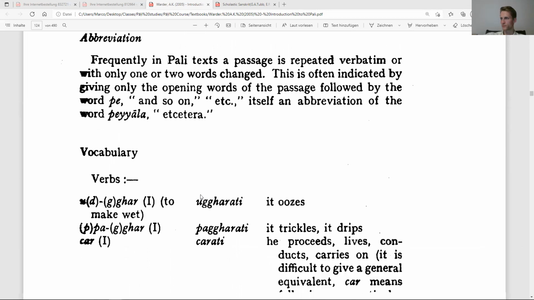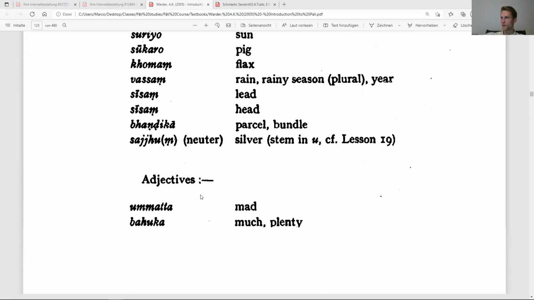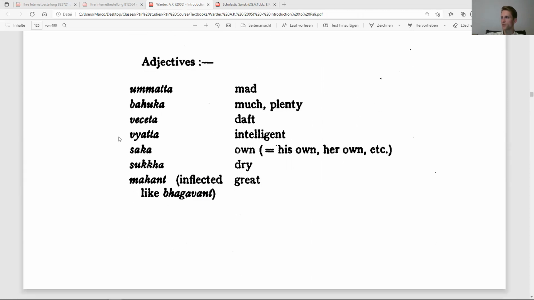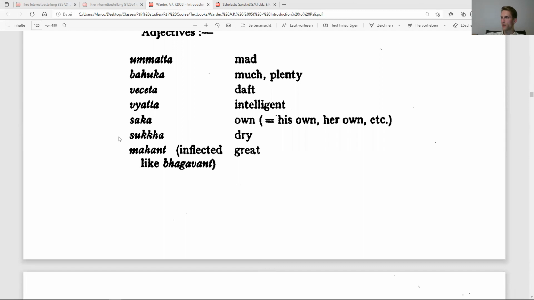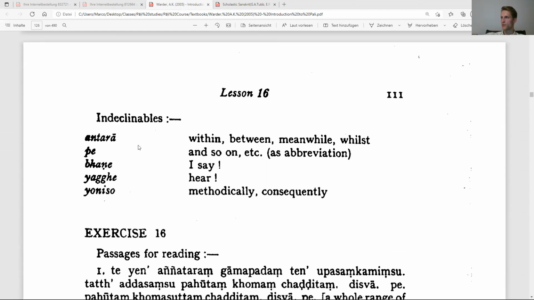And last but not least, a few words. Ummatta, mad; bahuka, much, plenty; vecita, deft; vyatta, intelligent; sakka, own; sukkha, dry; mahanta, great; a few indeclinables: antara, within, between, meanwhile, whilst; pe, and so on, etc.; bravīmi, I say; idha, here; yoniso, methodically, consequently.